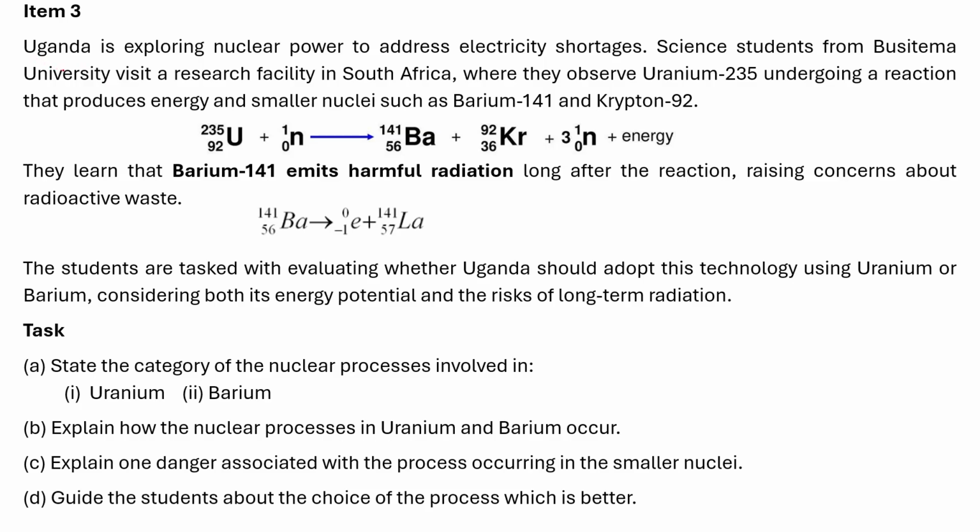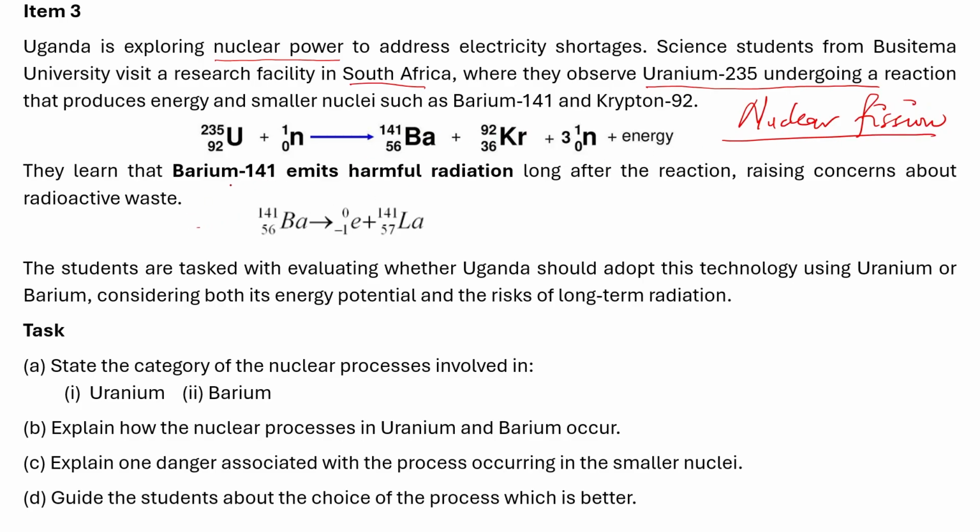Item 3 rather. Uganda is exploring nuclear power. Now you see, nuclear power will actually involve fission and fusion to address electricity shortages. Science students from Busitema visit a research facility in South Africa where they observe uranium-235, so this is nuclear fission. So the item has fixed us to nuclear fission. We see that, so we are going to limit ourselves here.